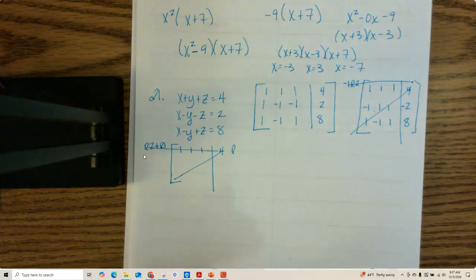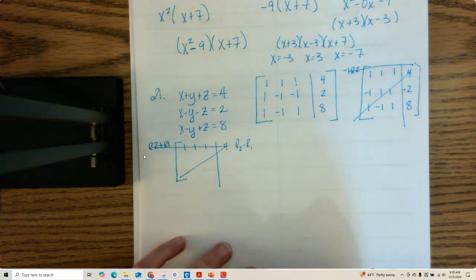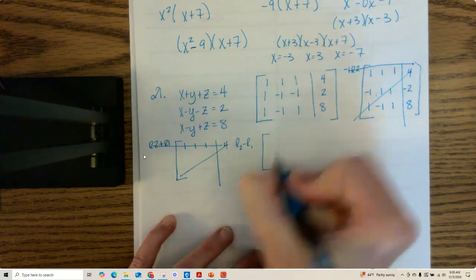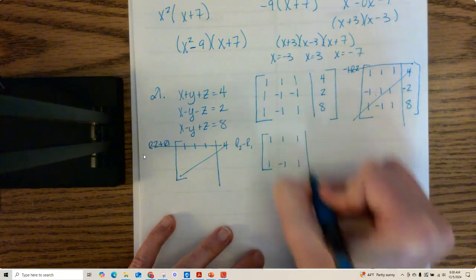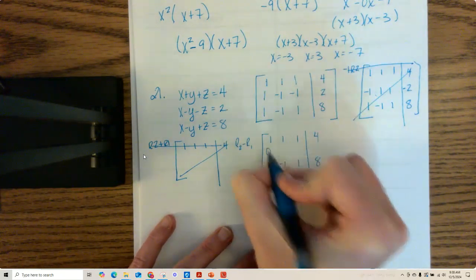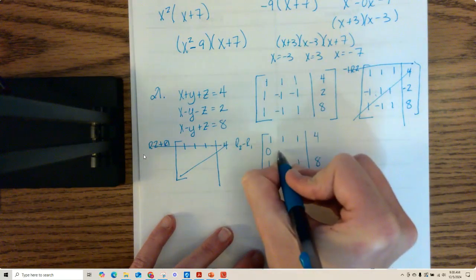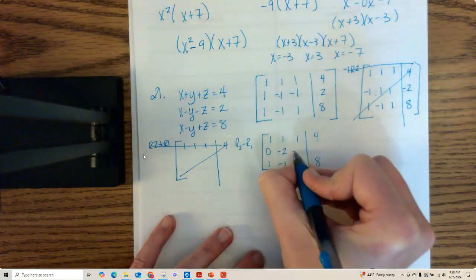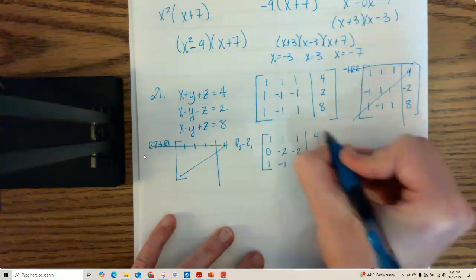It's paused. Okay. They did row 2 minus row 1, which is going to give you a new row 2. So 1, 1, 1, 1, negative 1, 1, 4, and 8. So 1 minus 1 is 0. Negative 1 minus 1 is a negative 2. Negative 1 minus 1 is a negative 2. 2 minus 4 is a negative 2.